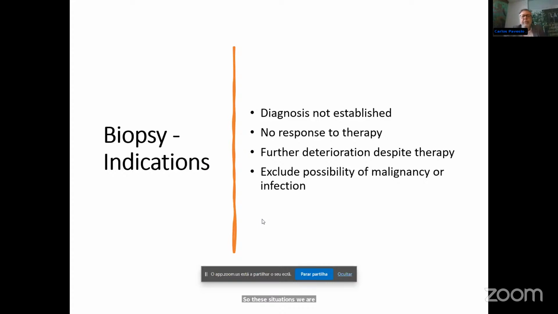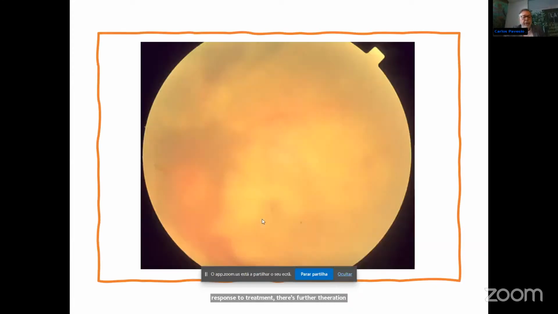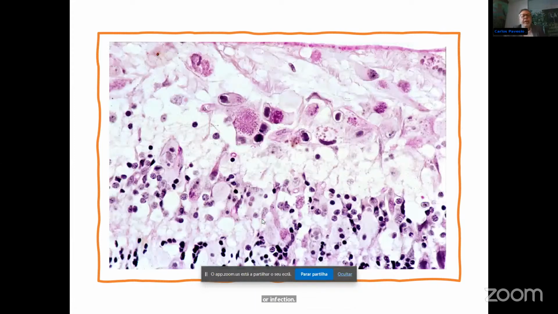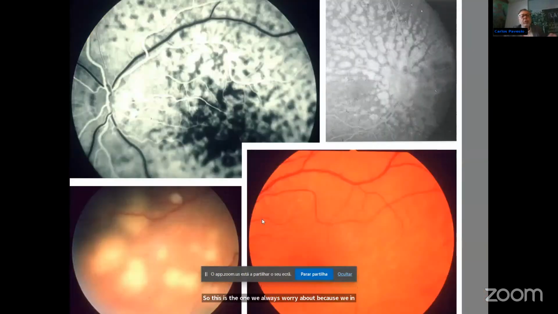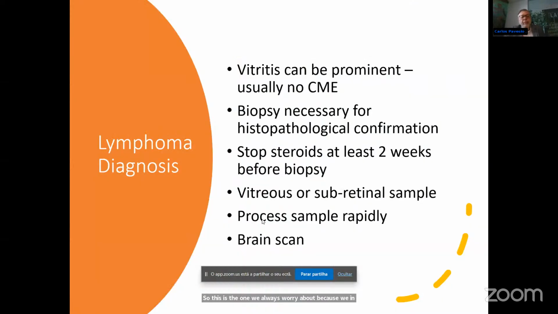So if the diagnosis is not established, there's no response to treatment, there's further deterioration despite therapy, or to exclude the possibility of malignancy or infection. This is a case which could be a viral retinitis. The biopsy showed it to be toxoplasma-related retinitis. So this is the one we always worry about, which is lymphoma with its various different presentations, and this is the one that biopsy is necessary for the diagnosis.